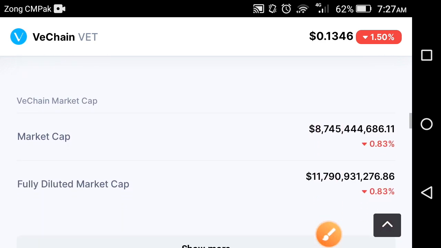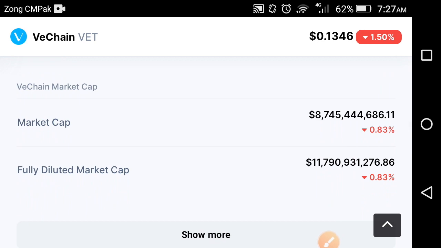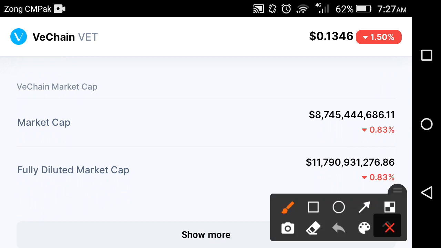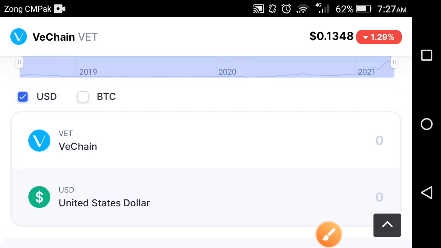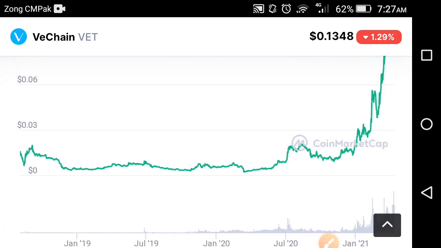If we look at the market cap, oh my god, the market cap has fallen very badly, 0.83% in the 24 hours, and the fully diluted market cap also falls 0.83%, friends. Now friends, let's check out the price prediction chart of Vechain coin.